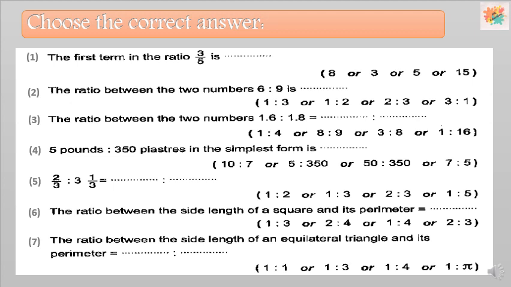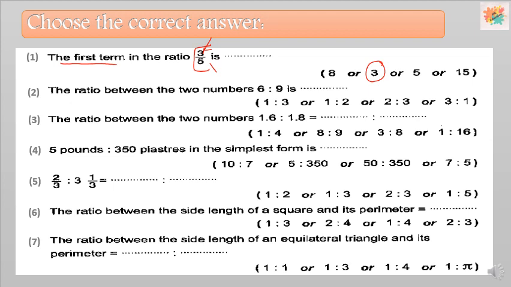Number 1. The first term in the ratio 3/5. We know, kids, that in a ratio we have two terms. The first term is up, the second term is down. So the first term here is 3. This first term is called the antecedent, and the second term is called the consequence.